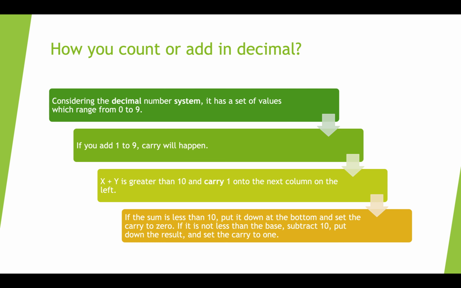How do you count or add in decimal? Considering the decimal number system, it has a set of values which range from 0 to 9. If you add 1 to 9, a carry will happen. If x plus y is greater than or equal to 10, carry 1 onto the next column to the left. If the sum is less than 10, put it down at the bottom and set the carry to 0. If it's not less than the base, subtract 10, put down the result and set the carry to 1.